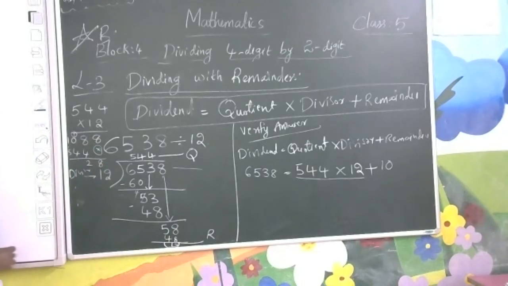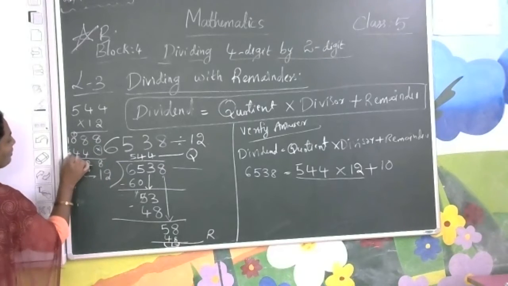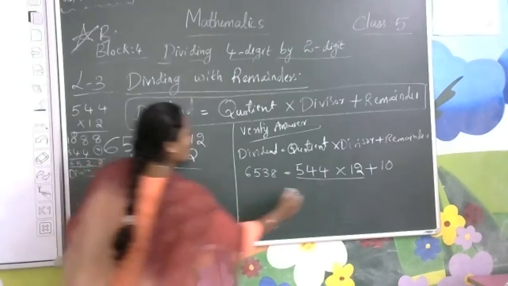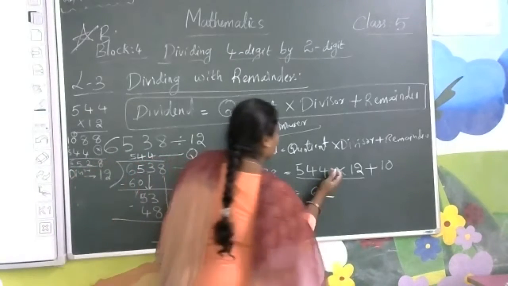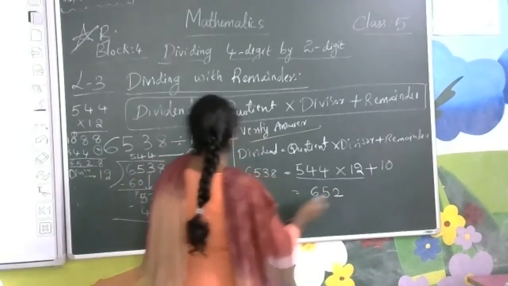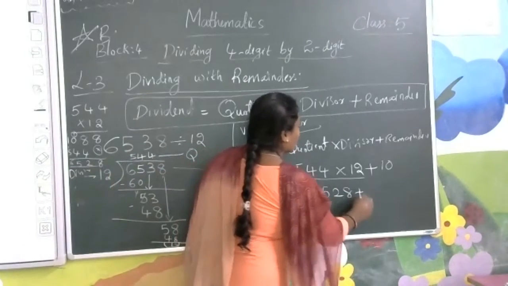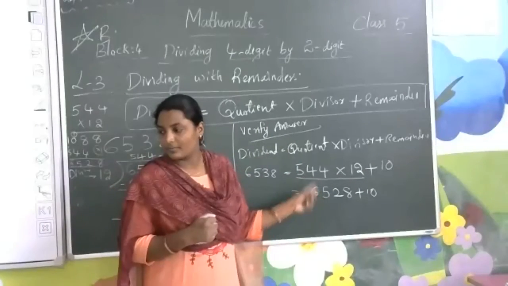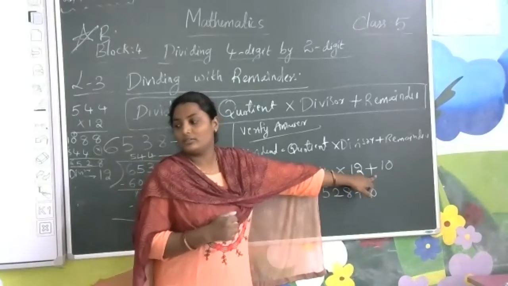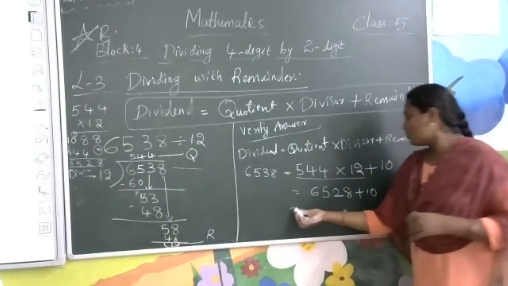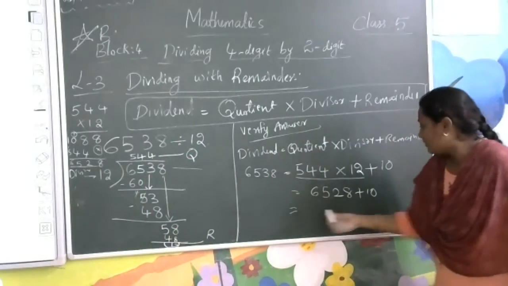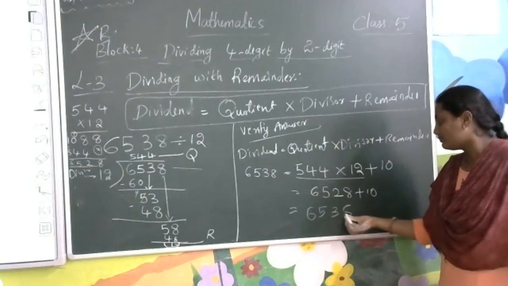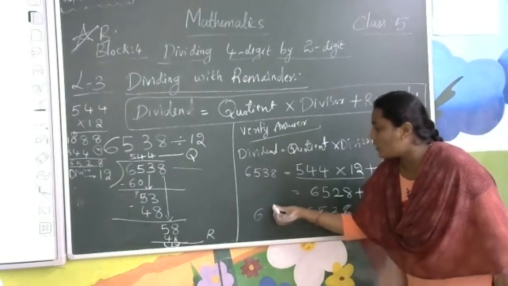8 plus 0, 8 plus 4, 12. 4 plus 1, 5. 5 plus 1, 6. So what you got for this? 6,528. So next you have to add 10. This is the answer for these two numbers. Okay. Next, how much we have to add? 10. So, addition, 6,538. So, is this equal to this one?